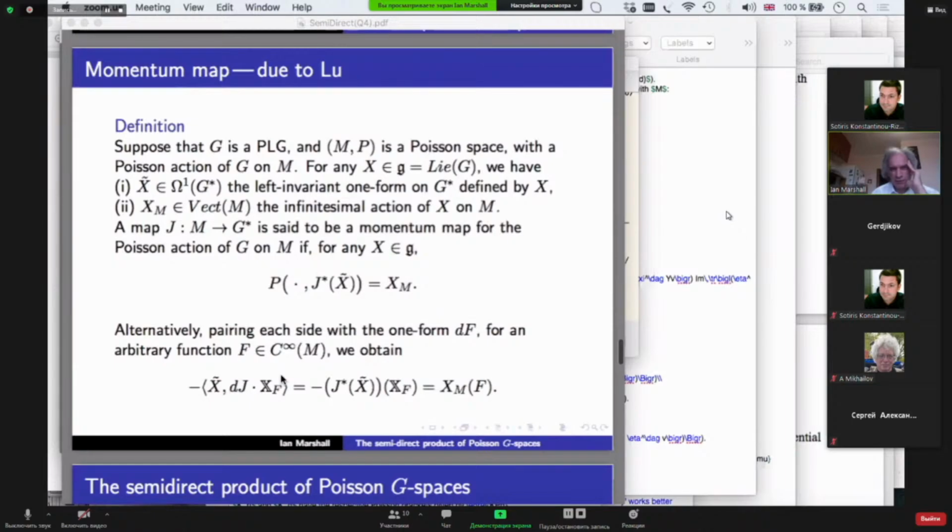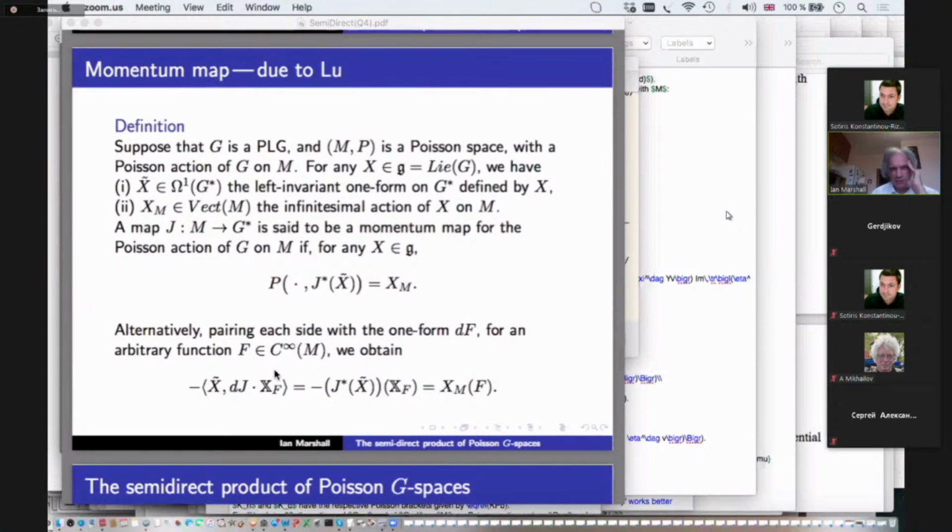Okay, so now we also need to know, here's a general part of the Poisson Lie group picture. So suppose that G is a Poisson Lie group and that M is a Poisson space with Poisson structure P. And suppose we have a Poisson action of G on M. Then for any X in the Lie algebra, as we've noticed, we've had two representations of this X. One is as a left invariant one form on G star. And the other is as a vector field on M.